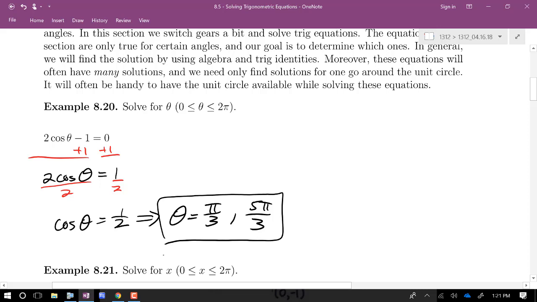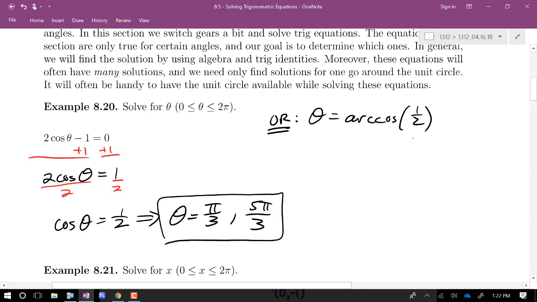Those are nice angles, right? Aren't those some nice angles? Pi over 3, 5 pi over 3. If you were using the calculator to solve this, if I know what cosine theta is equal to, what do we need in order to find the angle theta? The inverse cosine, yeah, or the arc cosine. So theta is arc cosine of 1/2.